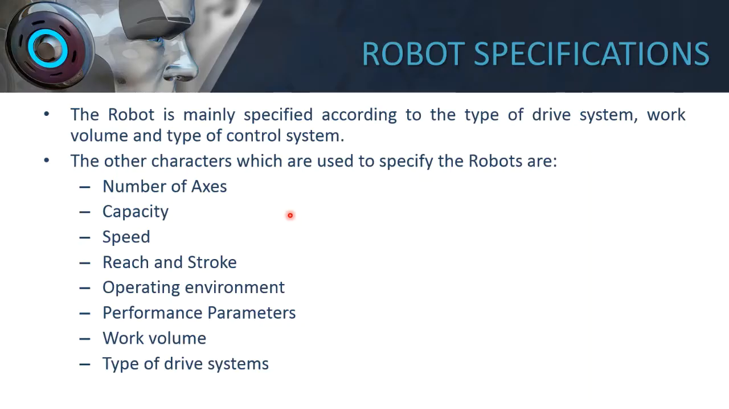So the robot is mainly specified according to the type of drive system, work volume, and type of control system. So this we have already discussed. The various types of drive system available in a robot are hydraulic drive system, pneumatic drive system, or electric drive system. Based on your application, for what purpose you are using the robot, if the robot is used for very heavy duty application, if it has to lift very heavy loads, then you have to go for hydraulic drive system because it possesses the capability for lifting heavy loads. And pneumatic and electric drive systems are used to lift medium and lighter loads.